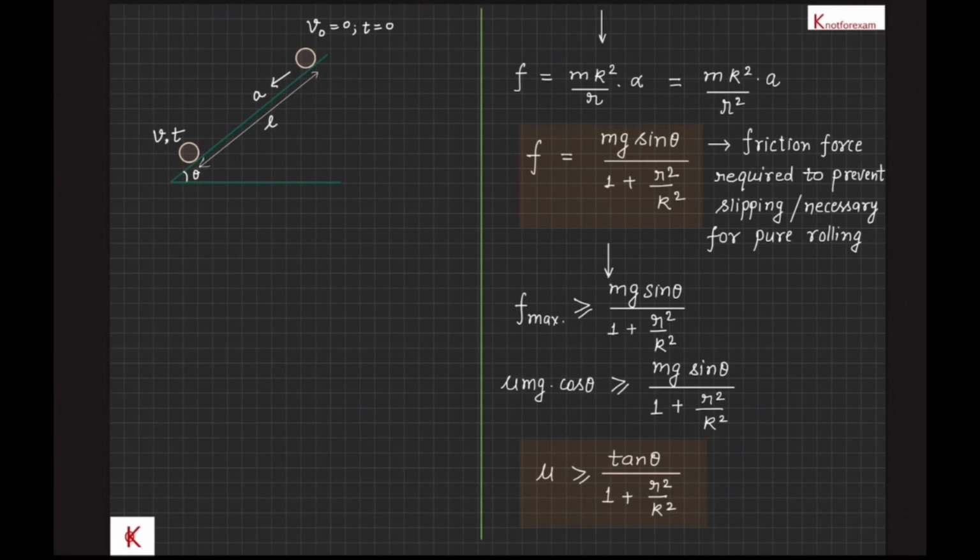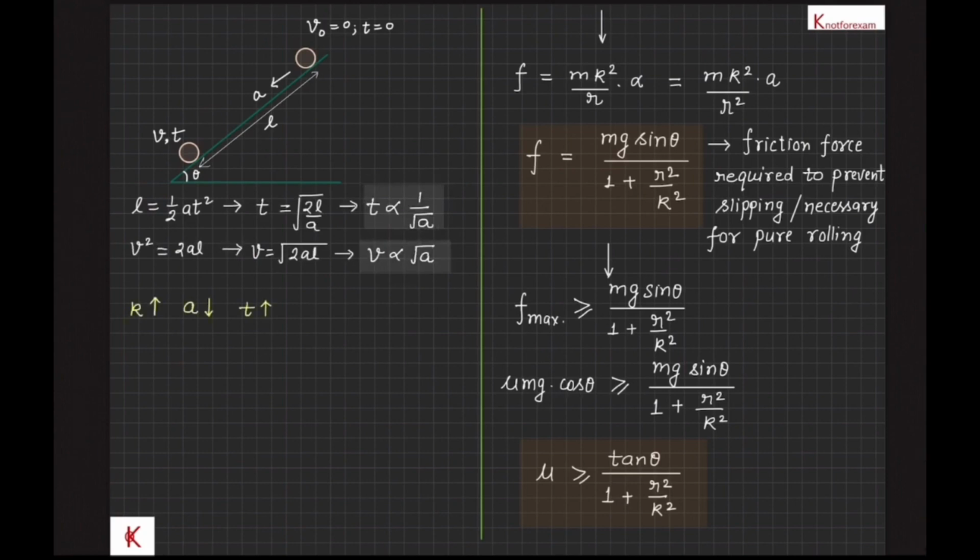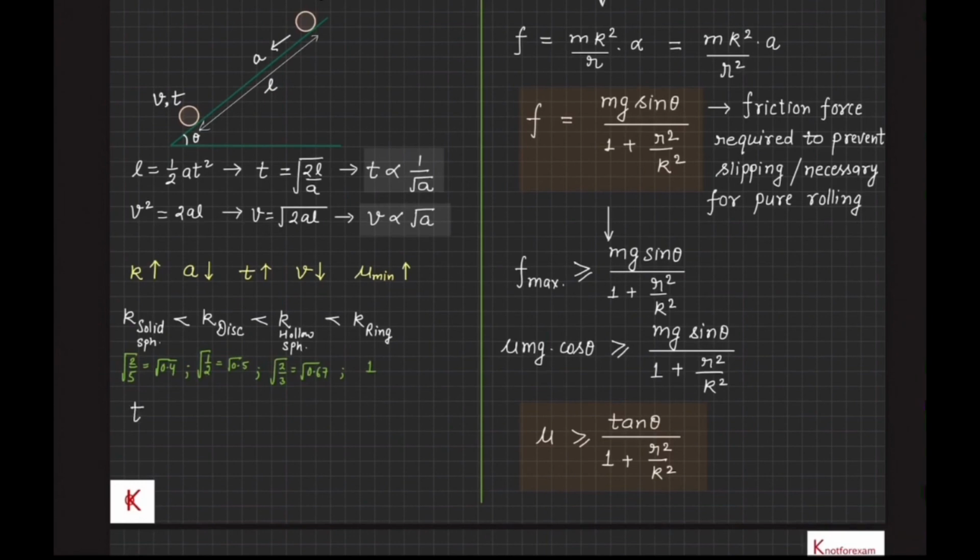Acceleration and minimum coefficient of friction depend on radius of gyration k. We can see from the above relation that if k is larger, then a will be smaller, and so time to cover the same distance will be more and velocity will be less after covering this distance, and required minimum coefficient of friction mu minimum will be comparatively more. We can compare the following bodies: radius of gyration k of solid sphere is less than k of disk, is less than k of hollow sphere, is less than k of ring. Therefore, time to fall down a particular distance for a solid sphere is less than t of disk, which is less than t of hollow sphere, which is less than t of ring.